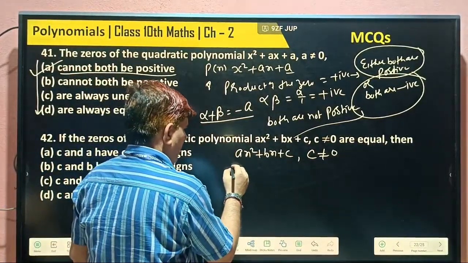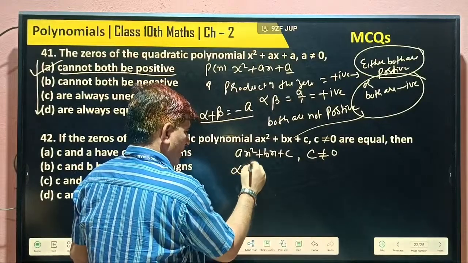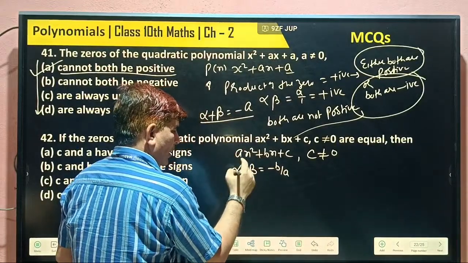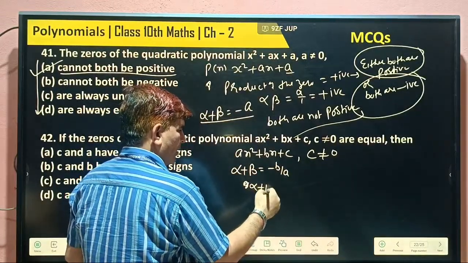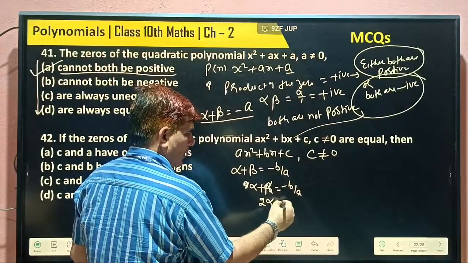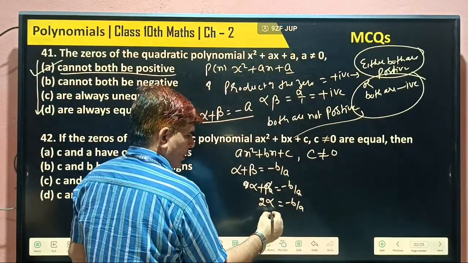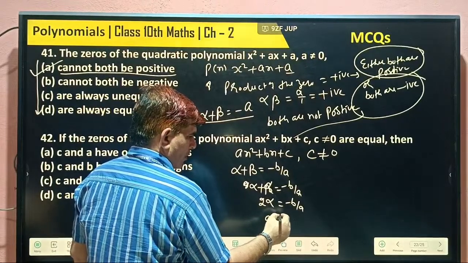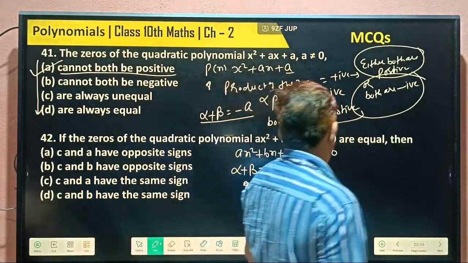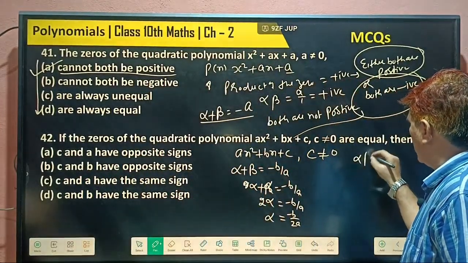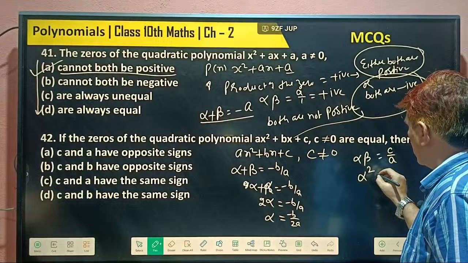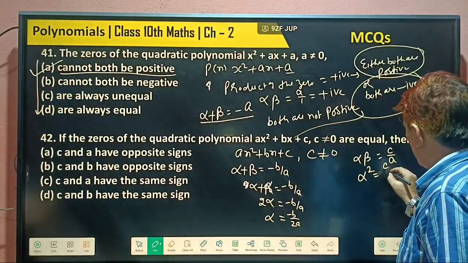So we can say alpha plus beta is equal to minus b by a. But alpha and beta are equal, so alpha plus alpha is equal to minus b by a. So 2 alpha is equal to minus b by a, so alpha is equal to minus b by 2a. And alpha beta is equal to c by a. Both are equal, so this becomes alpha square equal to c by a.